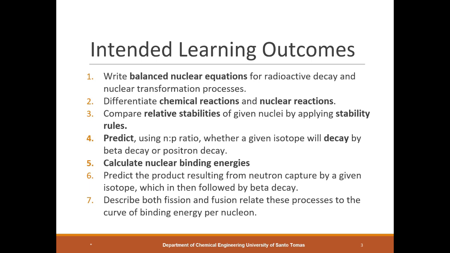6. We are also to predict the product resulting from neutron capture by a given isotope, which is then followed by a beta decay. Then 7. We are to describe both fission and fusion, and to relate these processes to the curve of binding energy per nucleon.